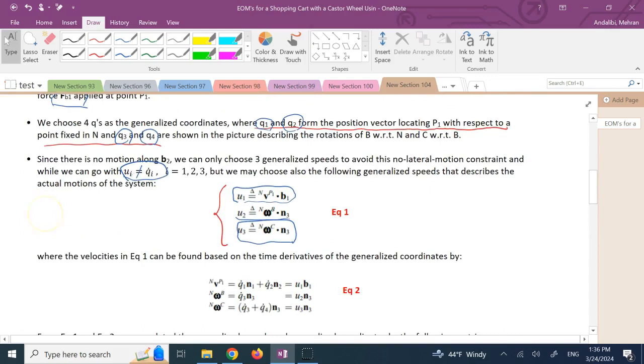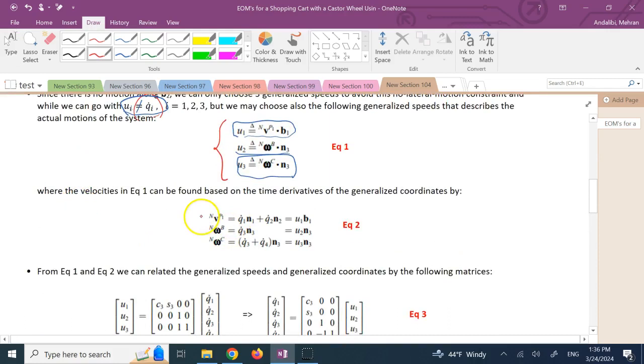Now, are these U's related to the Q dots? Of course they are. How? We'll find out. Let's go ahead and find these three entities that I said, V of P1, omega B, and omega C. Let's find them also in terms of the Q dots. What are they?